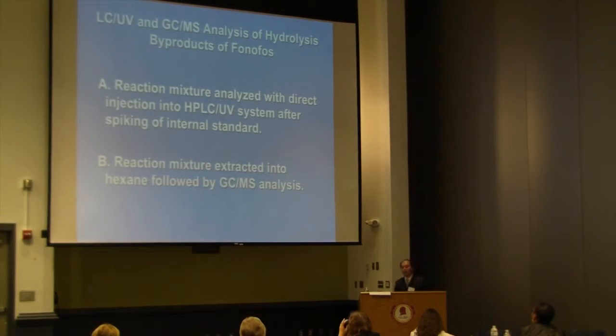In addition to the oxidation, we also perform the hydrolysis because in the first pesticide, we also found that some byproduct could be produced by the hydrolysis. So we also perform the hydrolysis and also use liquid chromatography and gas chromatography coupled with mass spectrometry to identify any potential byproduct of the hydrolysis.